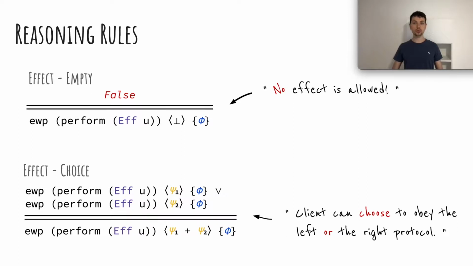Some reasoning rules that are unique to our system are the rules effect empty and effect choice. The rule effect empty says that we cannot perform an effect under the protocol empty, because this would be equivalent to the proposition false. The rule effect choice says that if we perform an effect under the protocol sum, we can either agree with the protocol on the left or that on the right.